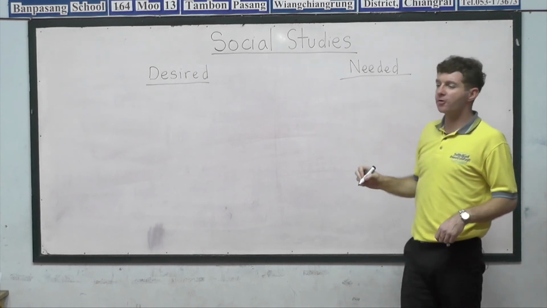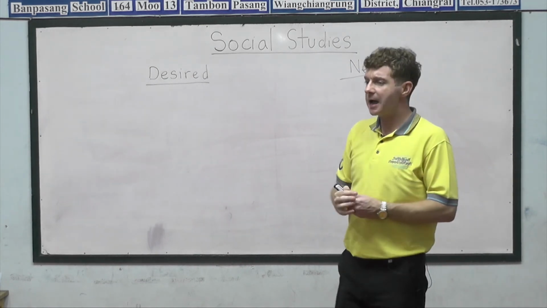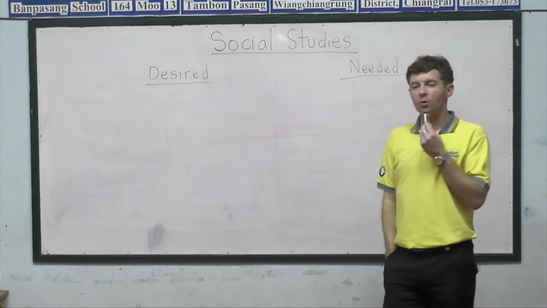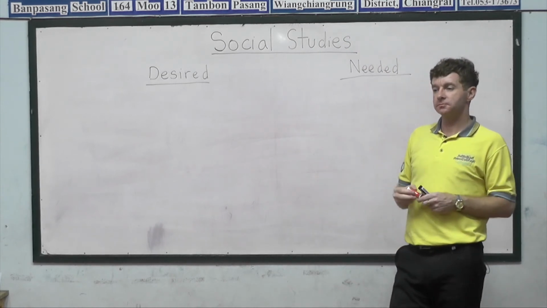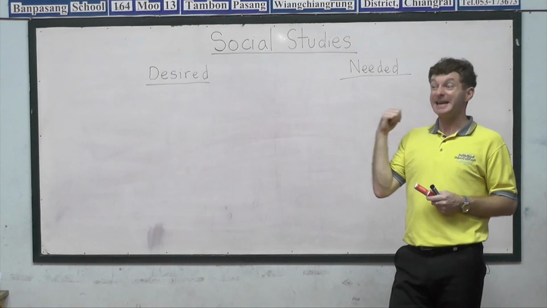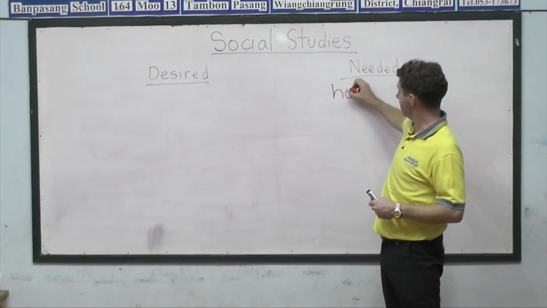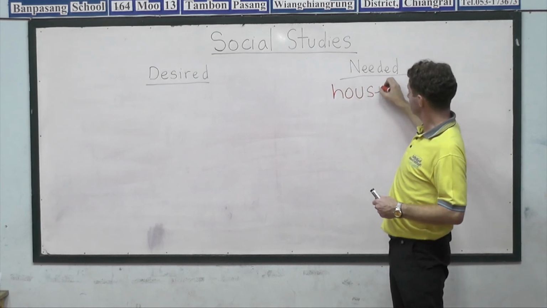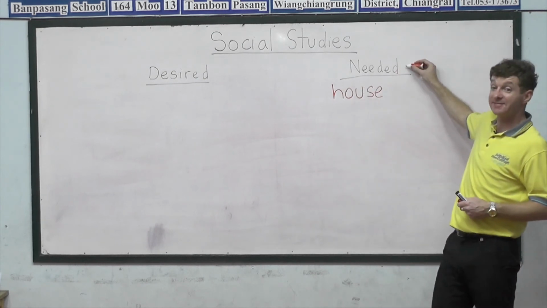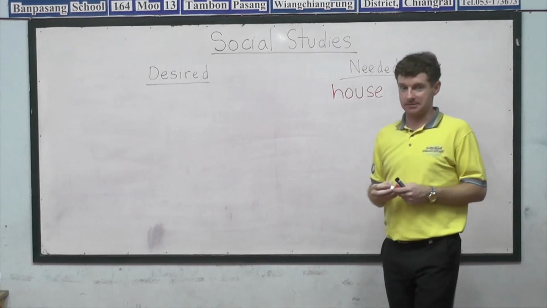Okay, so what's the first picture? House. What do we think? Desired or needed? House. Not desired. Needed. We need a house. So next to house, you need to write needed.